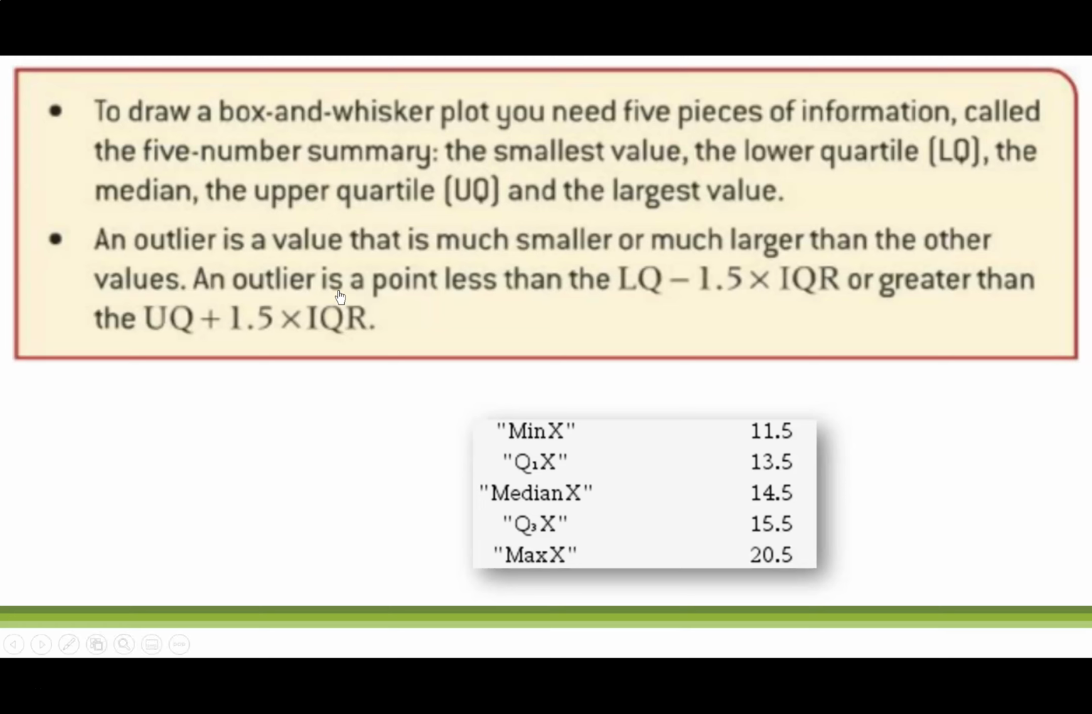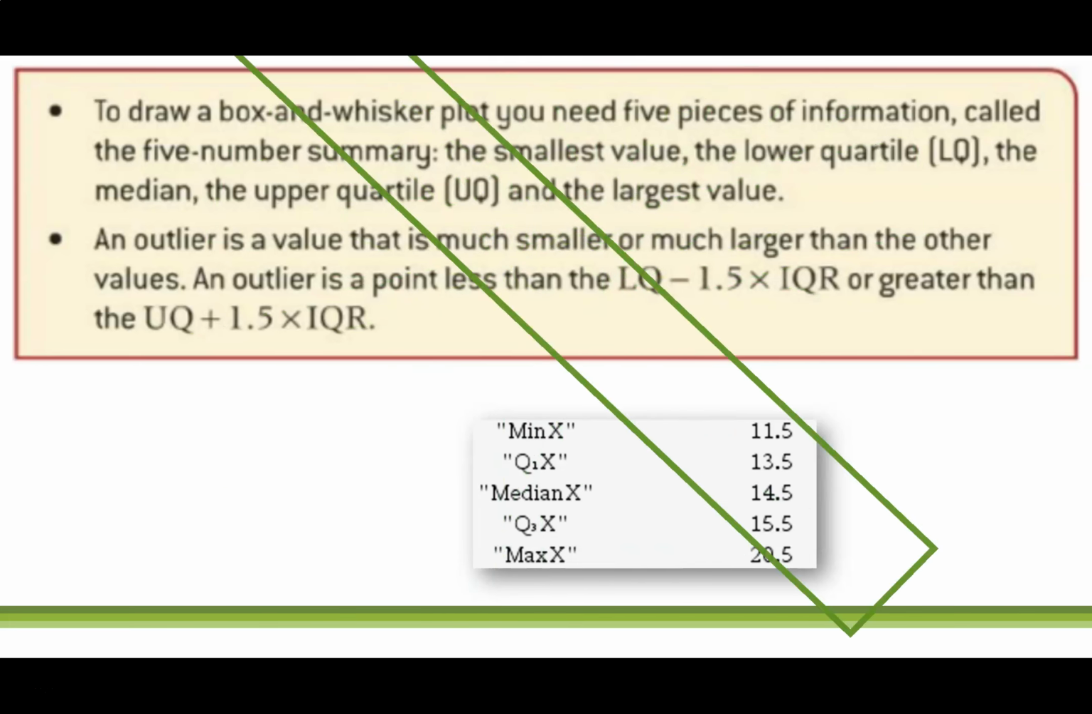Okay, now to draw a box and whisker plot, you need to have 5 pieces of information called the 5-number summary. We've seen it a couple of times now. Smallest value, lower quartile, also called Q1, median, upper quartile, also called Q3, and largest value. And that is a sample of what I found on the previous screen from the boys. I could have done it for the girls.